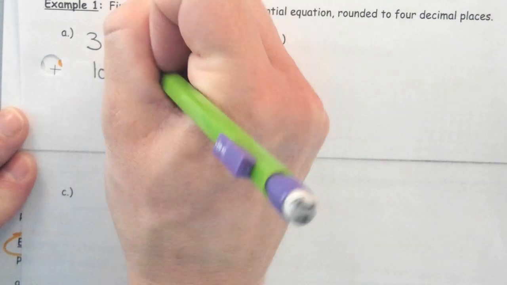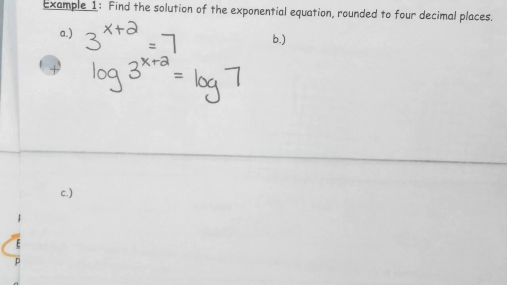10 of 7. Now, it seems kind of weird and illegal, like can you really take the log of each side? Yes, as long as you do it to both sides with the same base. Remember that an equation is like a balance. So anything we do to one side, we have to do to the other, since the two sides are equal to each other.